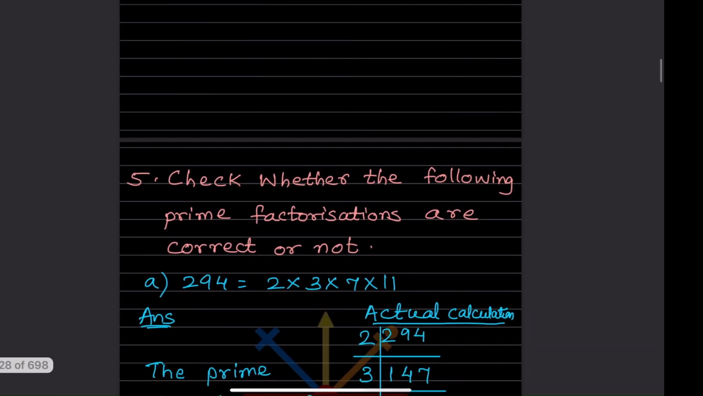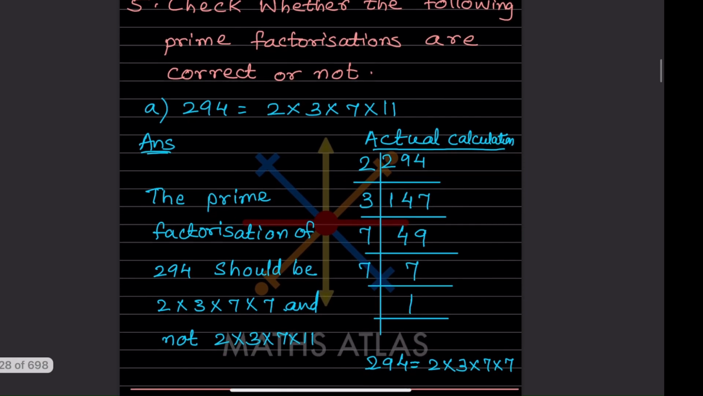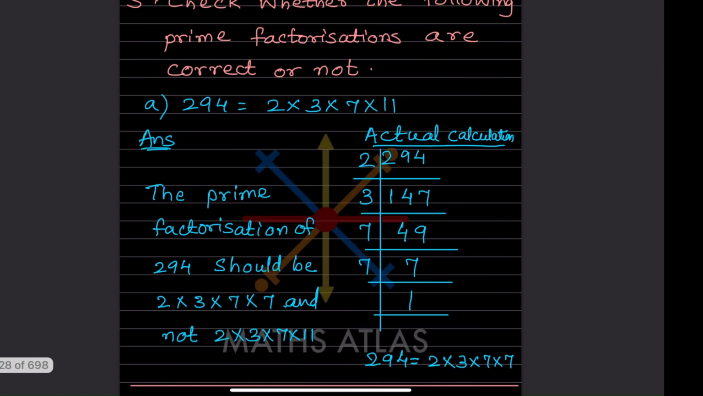Prime factorization. Now check whether the following prime factorizations are correct or not. So now see here, it's given here 294 is this one.